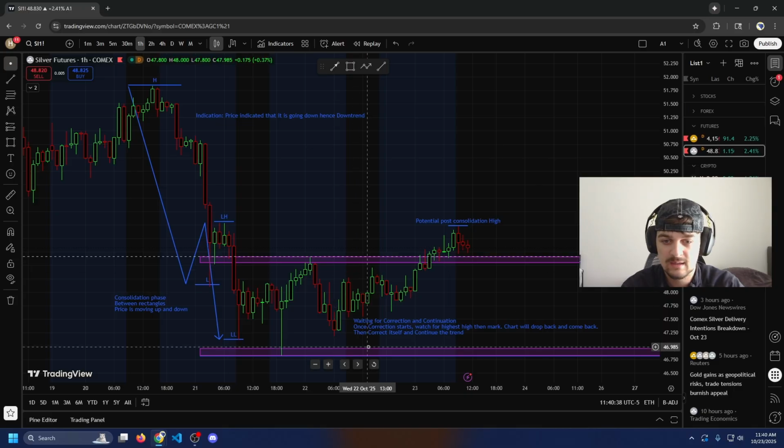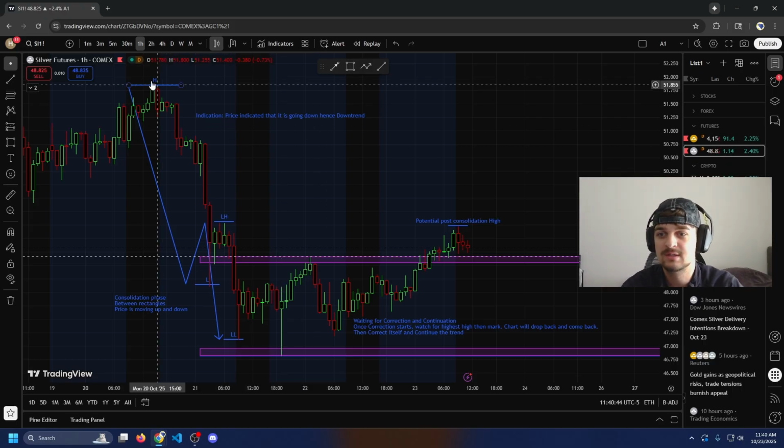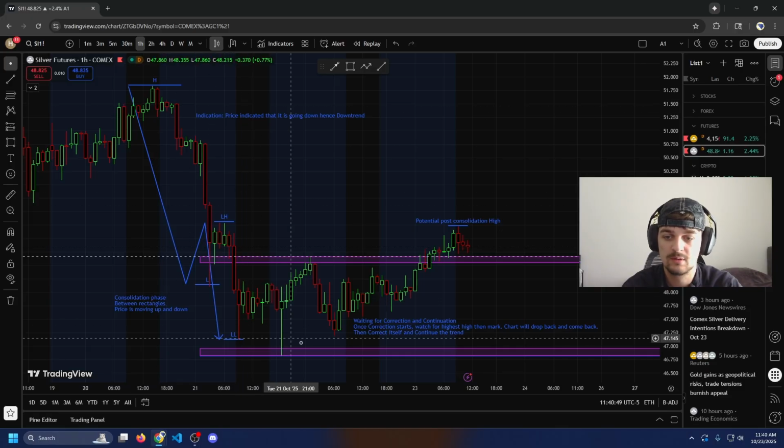After that, I took down some notes. I put down the indication. Price indicated that it's going down, so the downtrend through this chart, through the high, low, lower high, lower low.